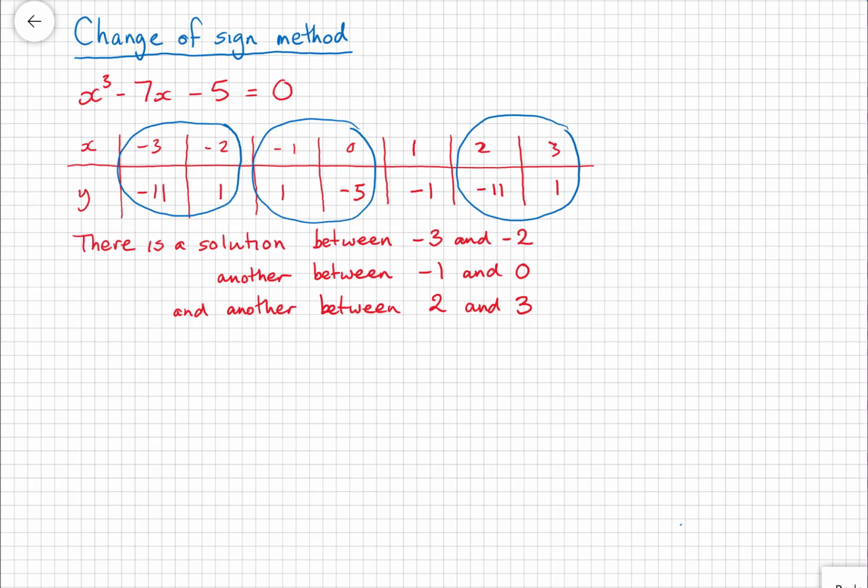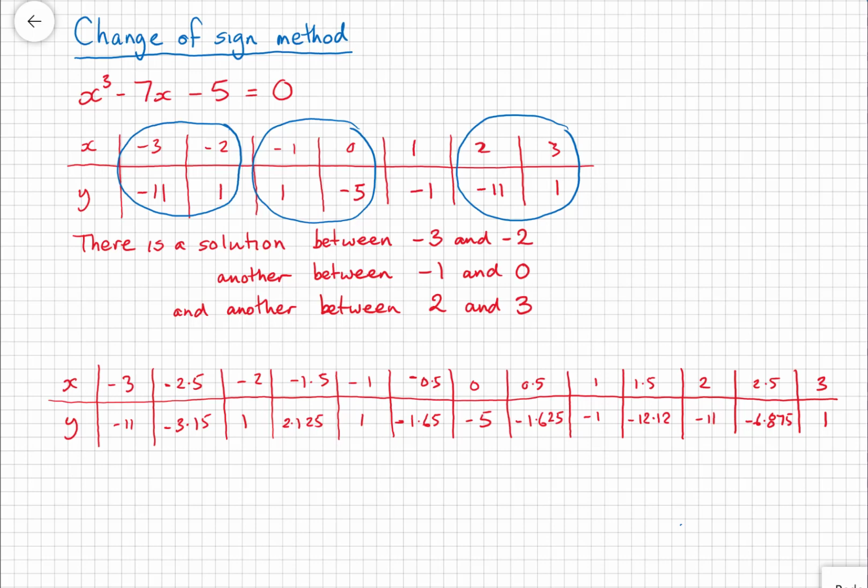In order to progress this further, I would need to reduce the gap between the values of x that I take. So rather than having a step of 1 unit, I would reduce it to 0.5, and then the table of values that I get would look like that.